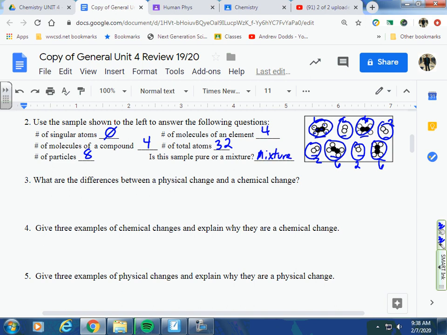All right, number 3, what are the differences between a physical change and a chemical change? In a physical change, what's that?